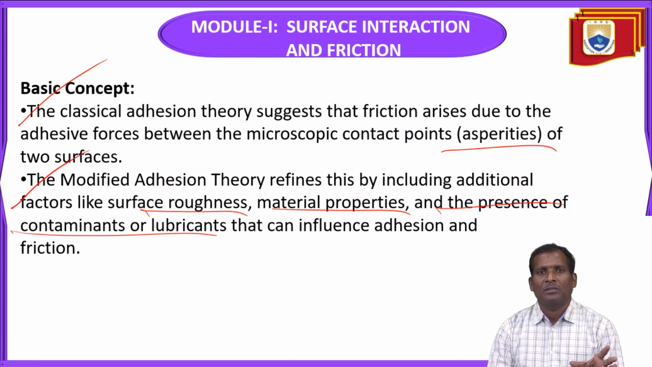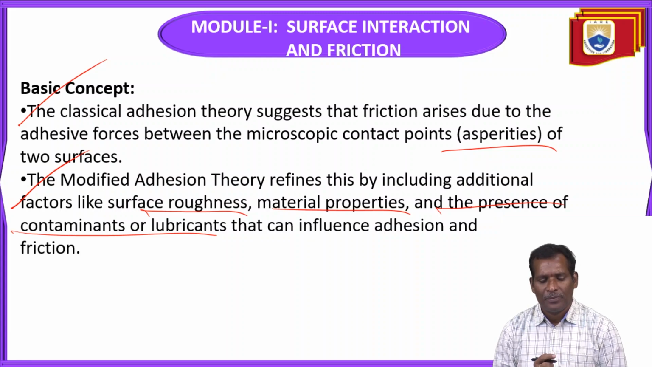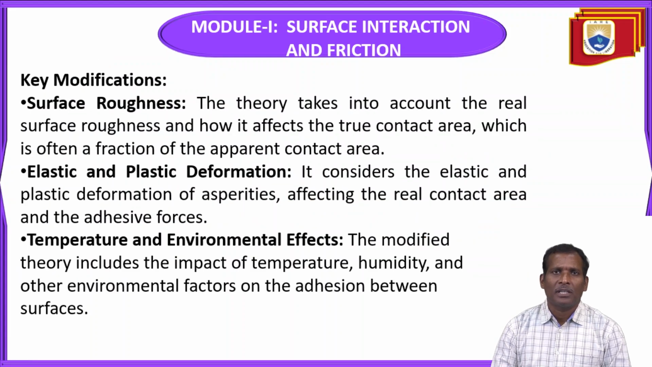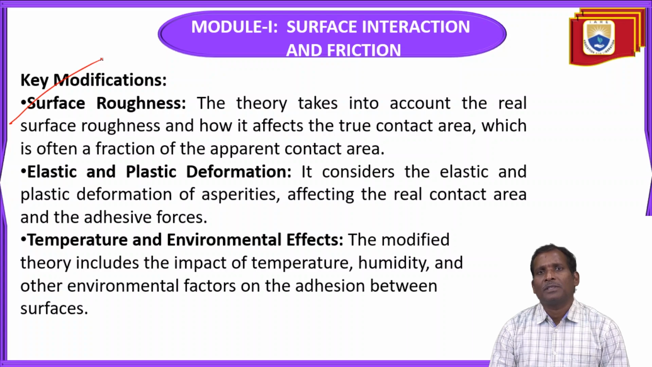So whenever lubricants are present, the surface roughness will be smoothened. That can influence adhesion and friction. The lubricant also influences the adhesion and friction property. So what are the key modifications in this? Surface roughness. The theory takes into account the real surface roughness and how it affects the true contact area, which is often a fraction of the apparent contact area.